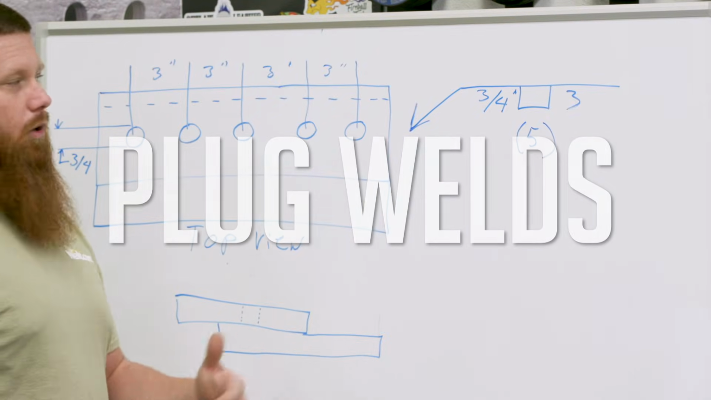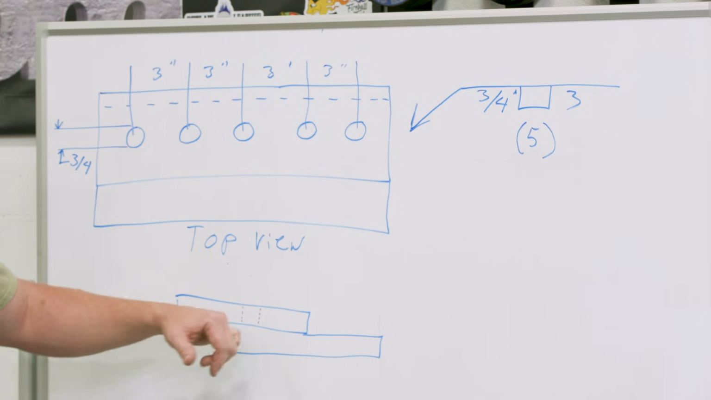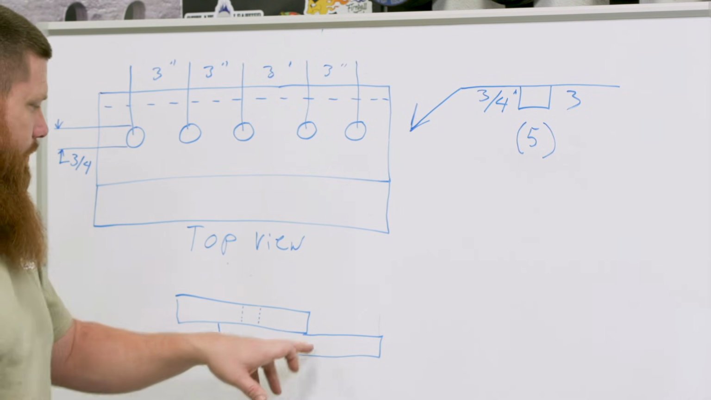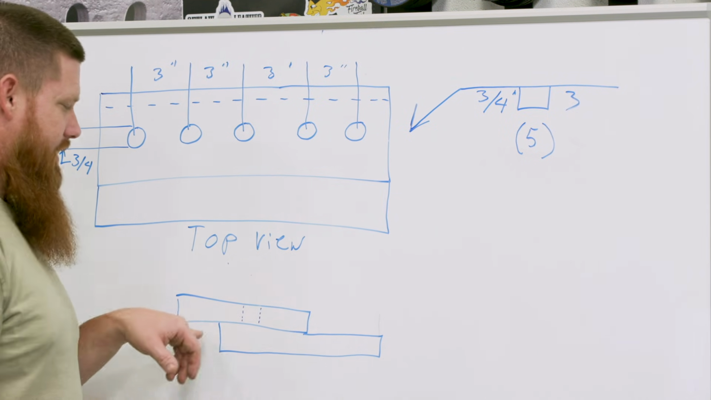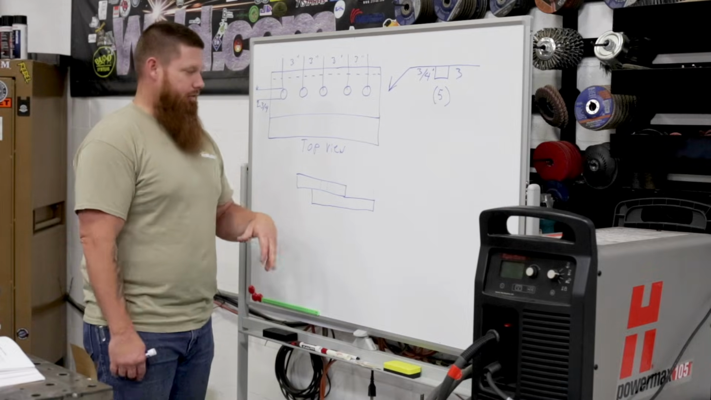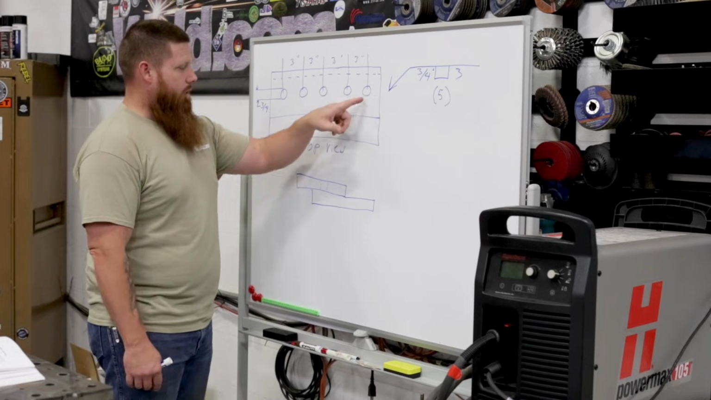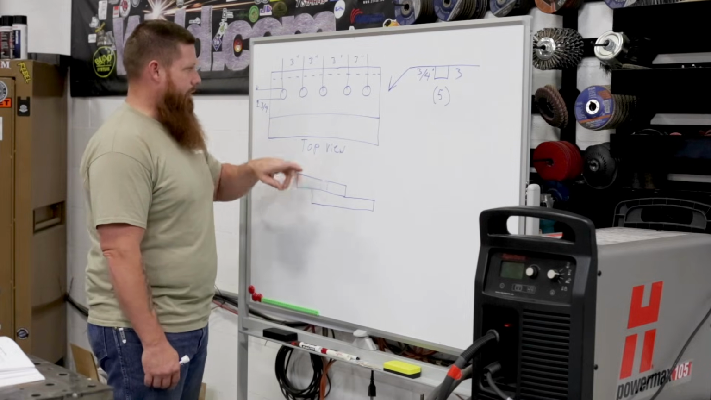Let's go ahead and talk about plug welds. Plug welds usually occur on areas where you would have a lap joint and you would put a fillet weld in there. Well, let's say that we have some other parts that are going to interact with this and that weld's going to be in the way. So we can't have that weld here. So we're going to go ahead and put them on top, right in this area.